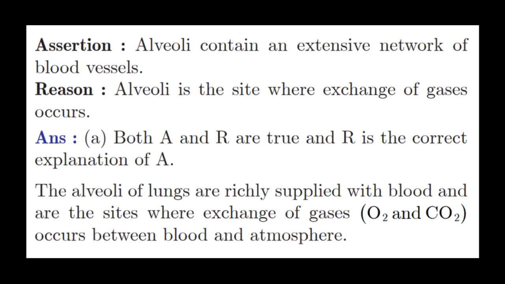Through the process of diffusion, carbon dioxide and oxygen are diffusing. They are getting transported from alveoli to the blood and also from blood to the alveoli. So A and R are true, and R is the correct explanation of A. The alveoli of lungs are richly supplied with blood and are the sites where exchange of gases, oxygen and carbon dioxide, occurs between the blood and the atmosphere.